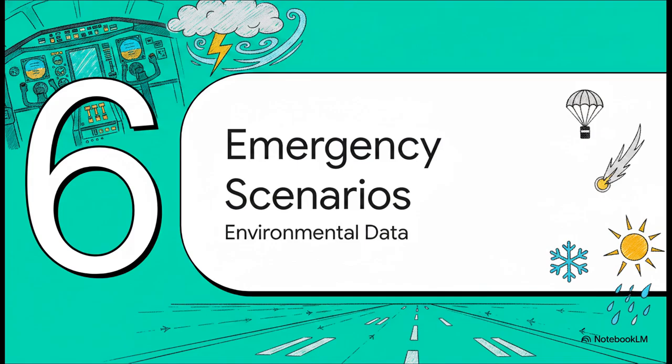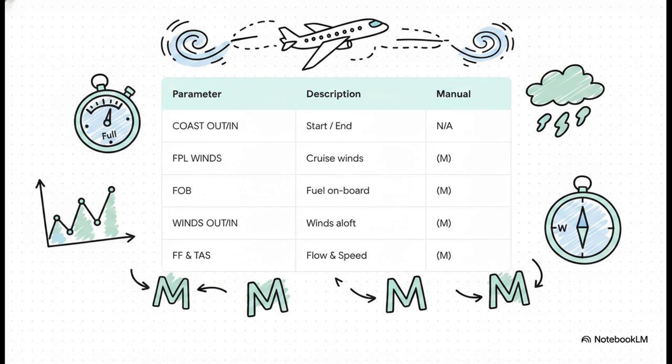In Section 6, Environmental and Emergency Scenarios, we're diving into the precise data entry required for specific flight conditions. You see, the FMS needs context to do its job safely, and that context happens on page 2. This page gathers all your calculation data. You select your coast out and coast in airports via the menu, and it displays flight plan winds, your fuel on board or FOB, winds out and in, fuel flow, and true airspeed. And here's the kicker. Any manual entry you make is conveniently marked with an M in parentheses. So just think of page 2 as the M page. Always look for that M to verify your manual data entries for your Q400's environmentals.